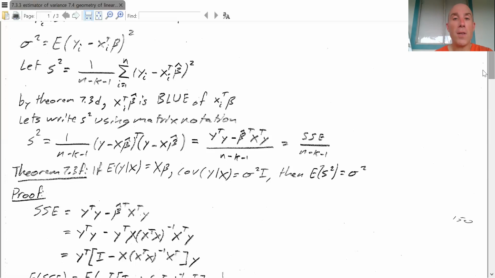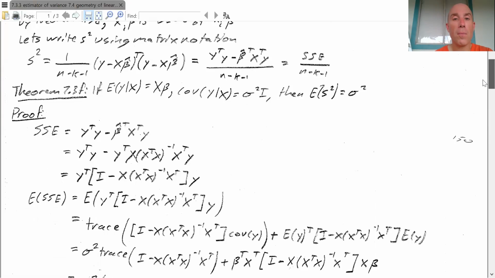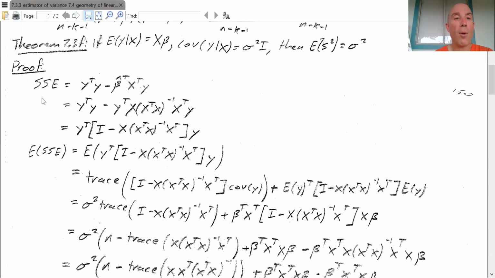All right, so how are we going to proceed? Well, I'm going to start with the sum of squares error. So here's how we define sum of squares error. I'm going to replace the beta hat with its formula, which gives me all this junk. Remember, I've got a transpose, so everything's switched around.